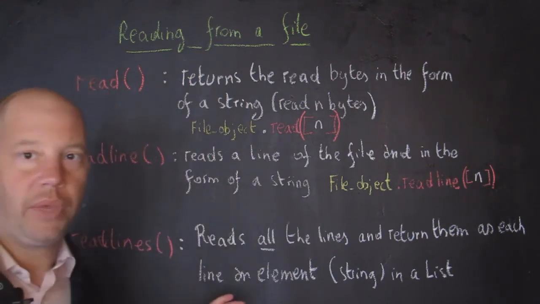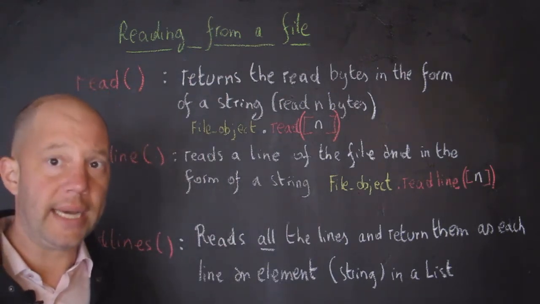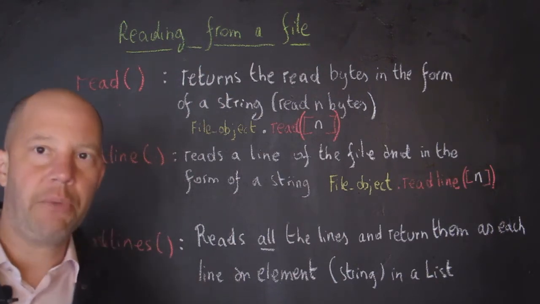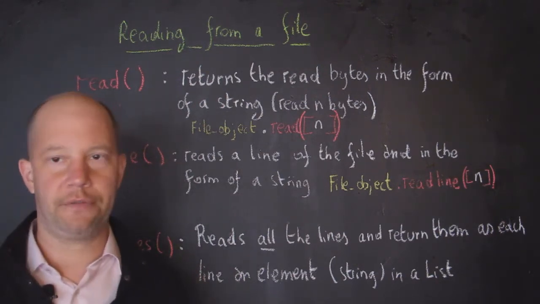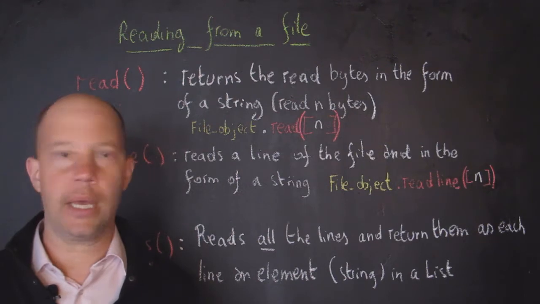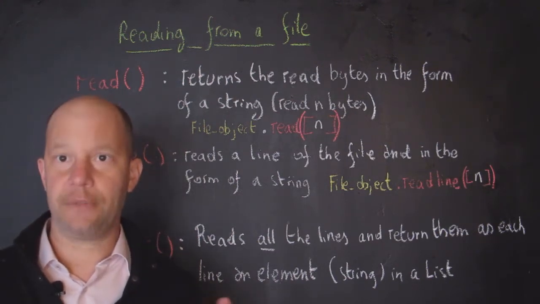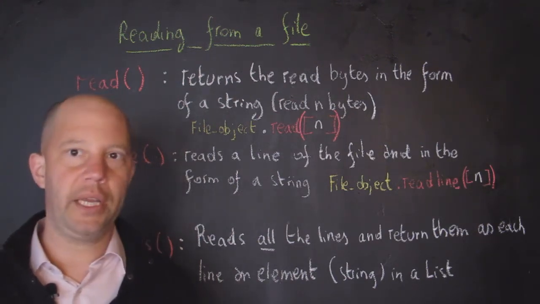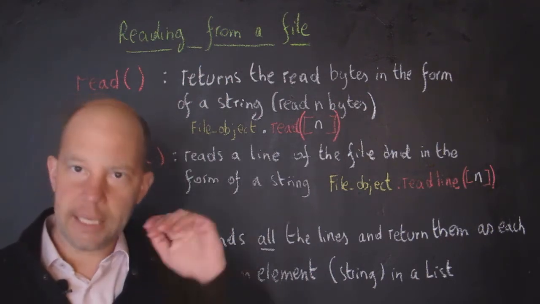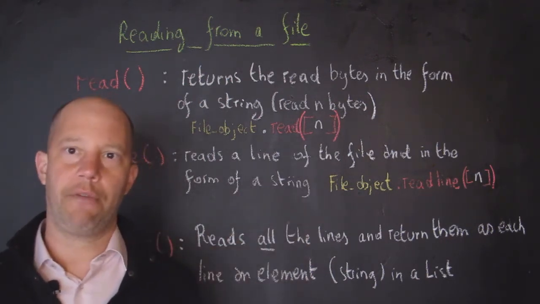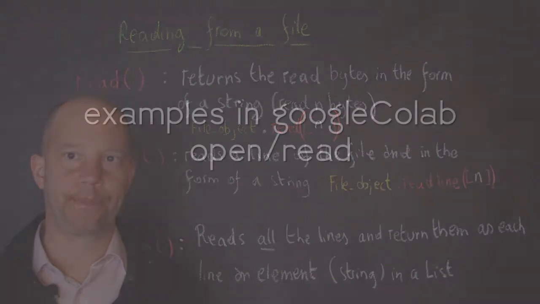And the one that we also tend to use quite a bit is readlines. In this particular case, it would read all the lines of the text file and put all these lines in a list, where each element of that list is one particular line from that text file.